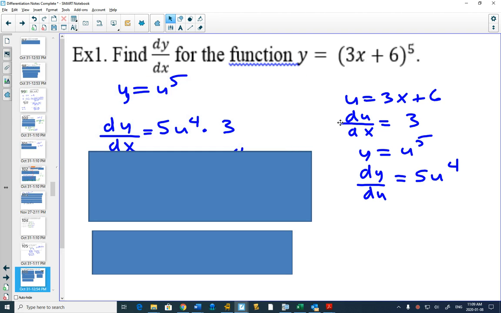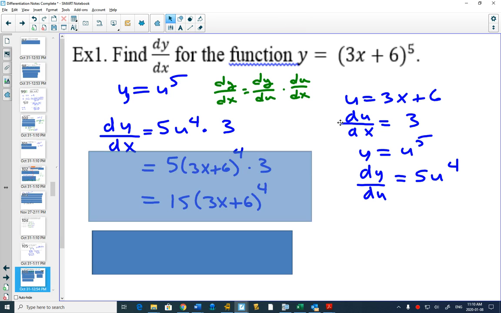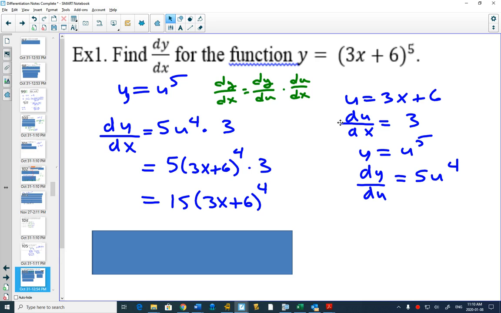So then, if y is u to the 5, then dy/dx would equal, okay? I'll write out the formula. dy/dx is dy/du times du/dx. So dy/du is 5u to the 4. du/dx is 3. And then afterwards, we can substitute things back in and simplify a little bit. 5 times 3 is 15.